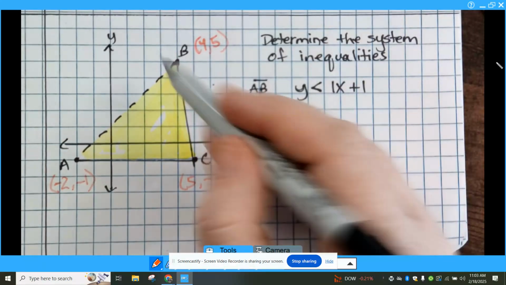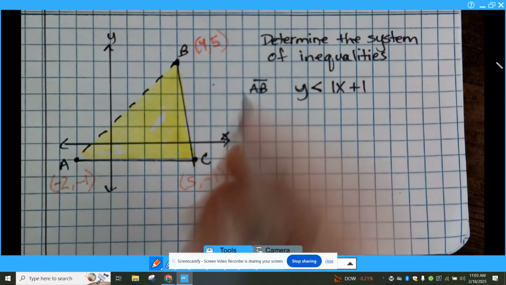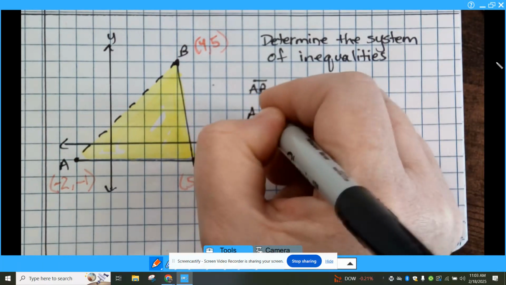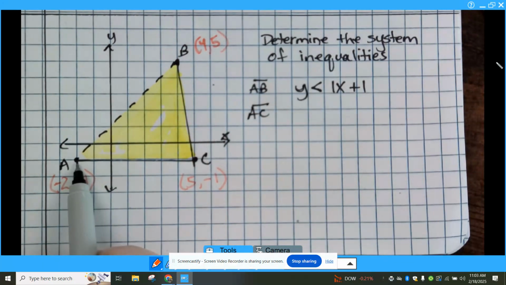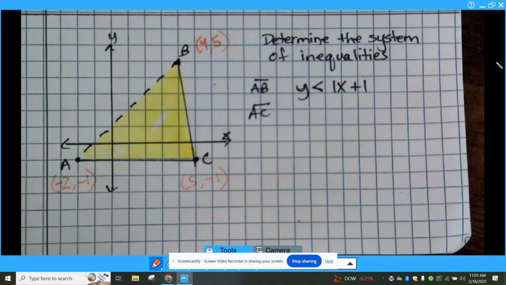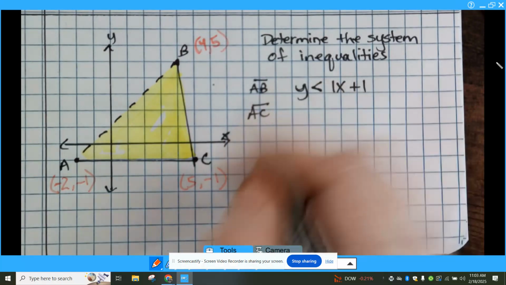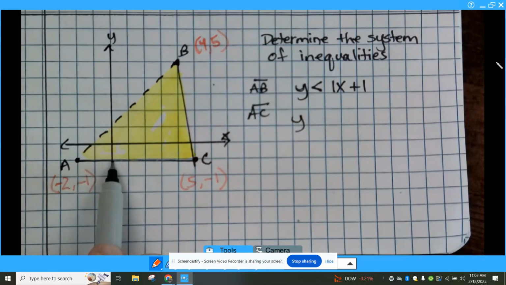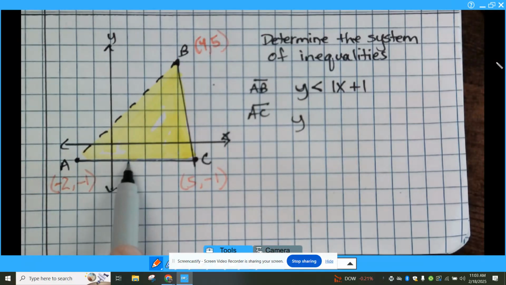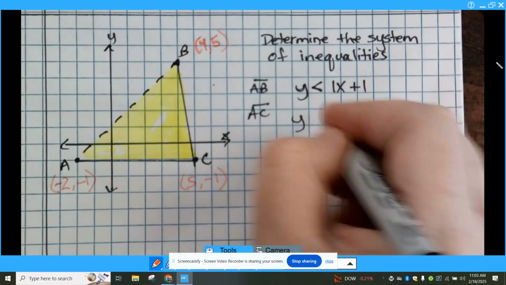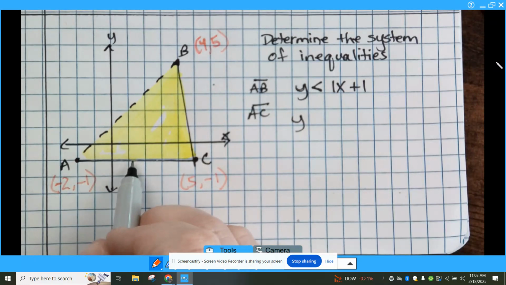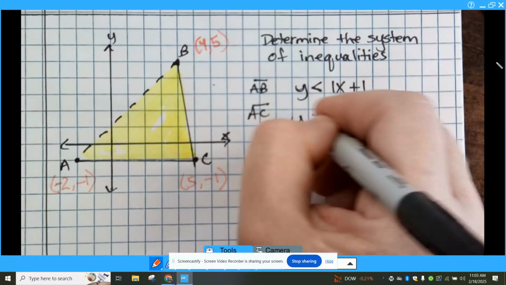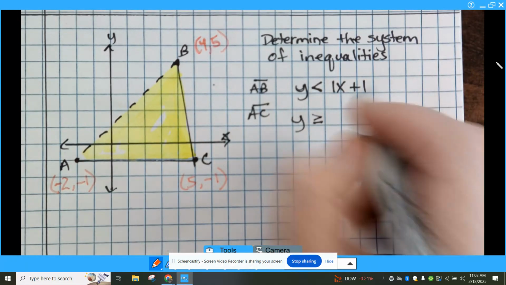So the next line I'm going to do is AC, line segment AC. This is a horizontal line. You do have notes on horizontal lines. They're somewhere at the beginning. This would be y because all of the y values are the same. -1, -1, -1, -1. So since my shading is above that, y gets bigger. So greater than or equal to, because it's solid, -1.